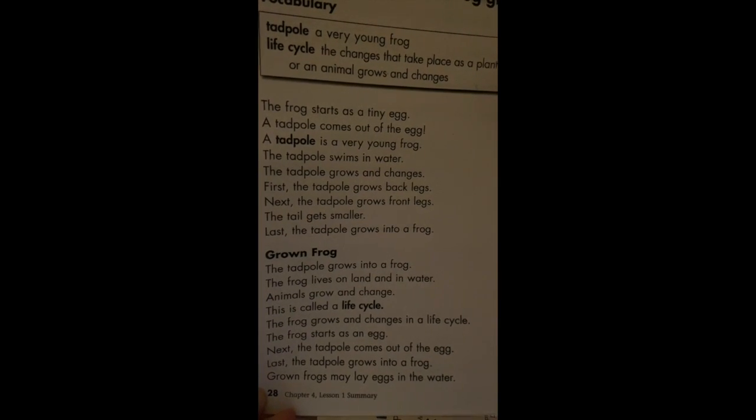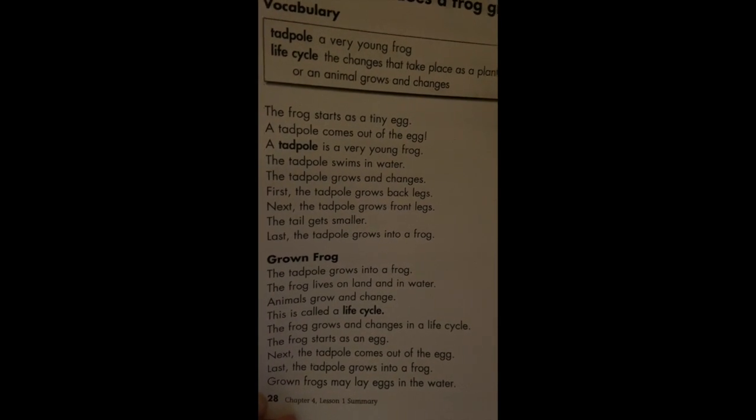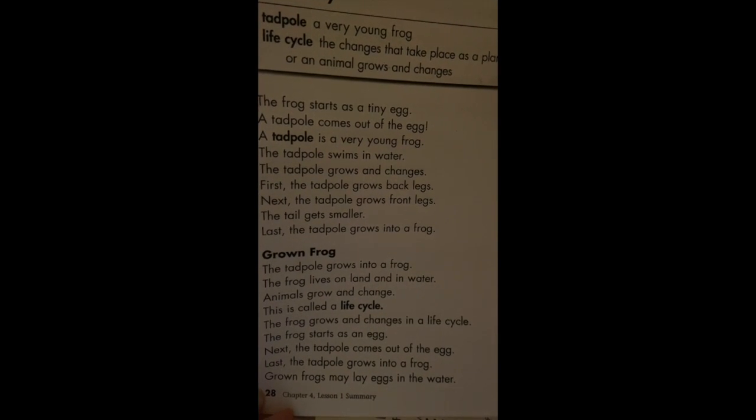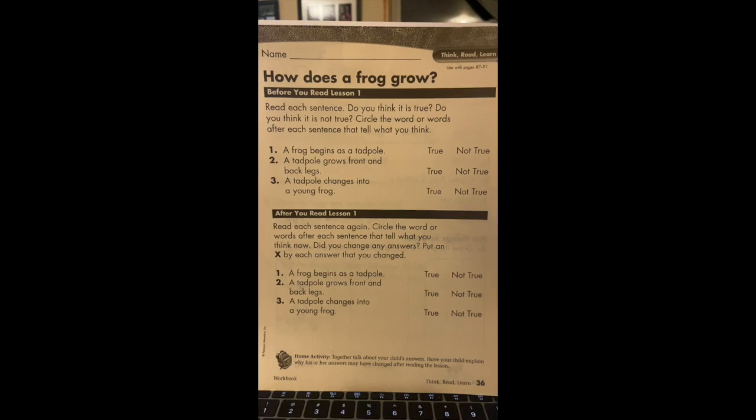The frog grows and changes in a life cycle. The frog starts as an egg. Next, the tadpole comes out of the egg. Last, the tadpole grows into a frog. Grown frogs may lay eggs in the water.